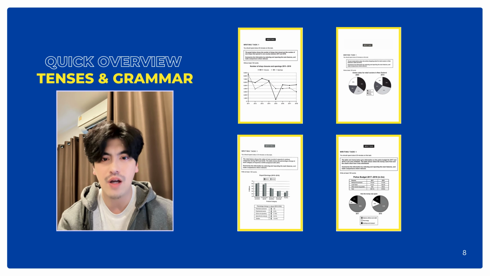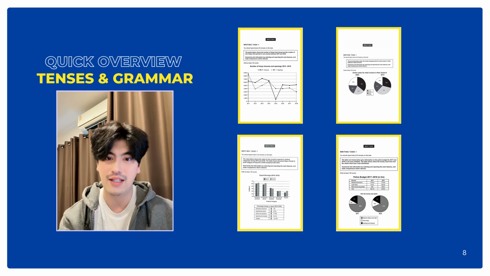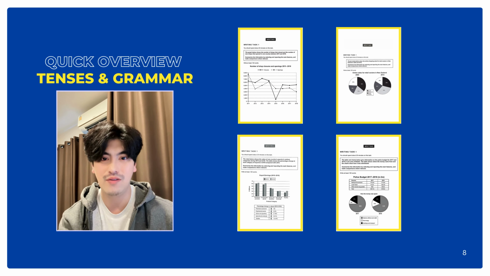In the description of a bar graph, the main grammar here would be focusing on comparative language. So you might need to use such information as higher than, lower than, highest or lowest, for example. The same also applies to the description of a table.